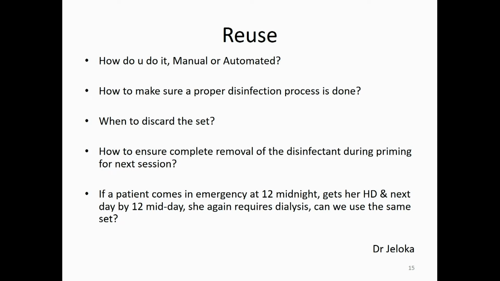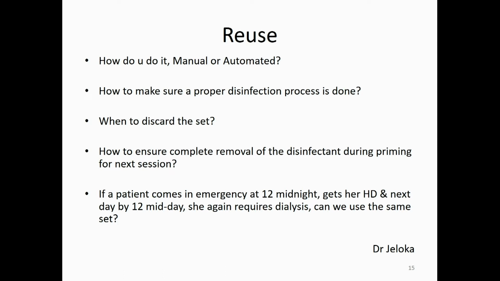Do you want me to tell how to do it? No, sir. I think that is covered in the guidelines. Automated is preferred. The difference between automated and manual is that automated is more predictable, while manual is more cumbersome. In automated, you get more information, for example the fiber bundle volume and pressure leak testing. If you have to do these manually, it is going to take lots of time.